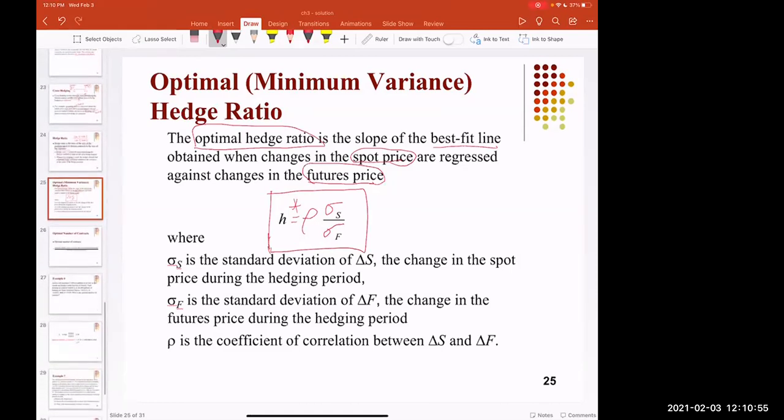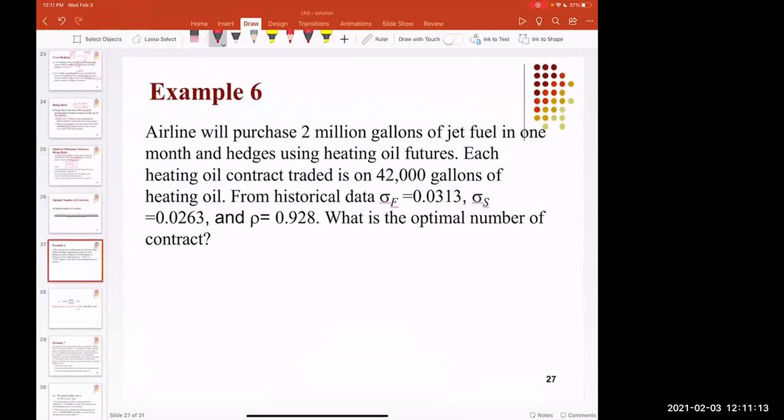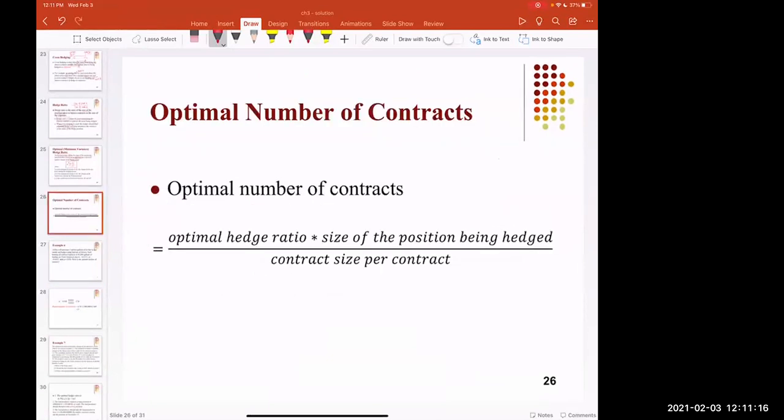Okay, so next, let's talk about how many contracts. Think about the hedge ratio, and then how many contracts you should take to hedge the risk of the position. Okay, so the formula: the optimal number of contracts is calculated from the optimal hedge ratio. This one we can calculate. This is H star, which we can calculate from the previous slides, times the size of the position being hedged over the contract size per contract.